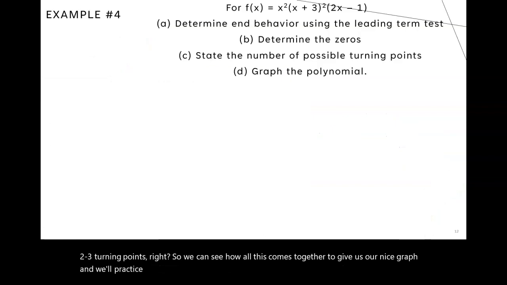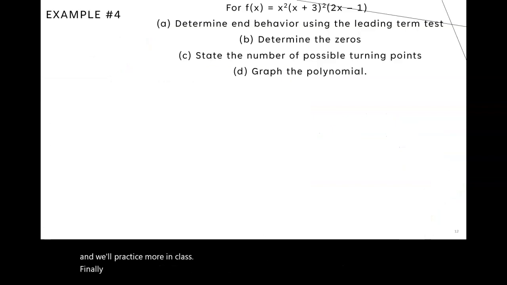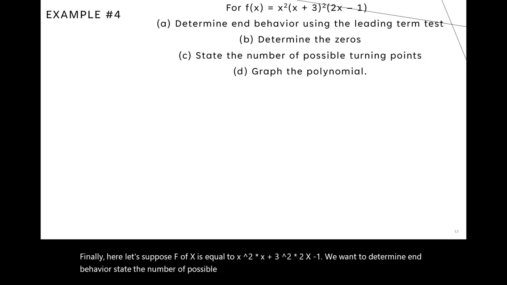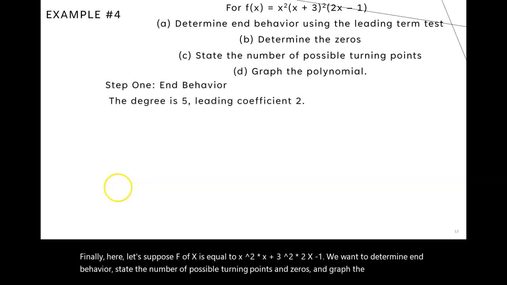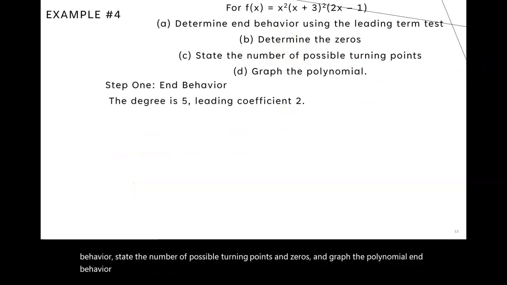Finally here, let's suppose f of x is equal to x squared times x plus 3 squared times 2x minus 1. We want to determine end behavior, state the number of possible turning points and zeros, and graph the polynomial. So end behavior, this is where you have to think a little bit here.